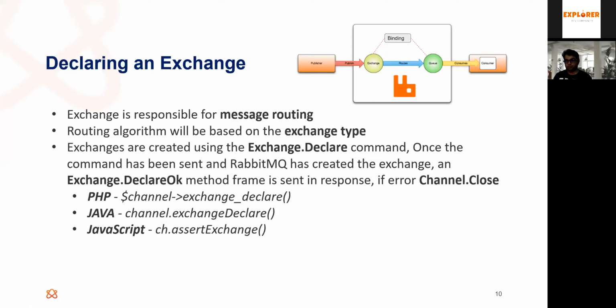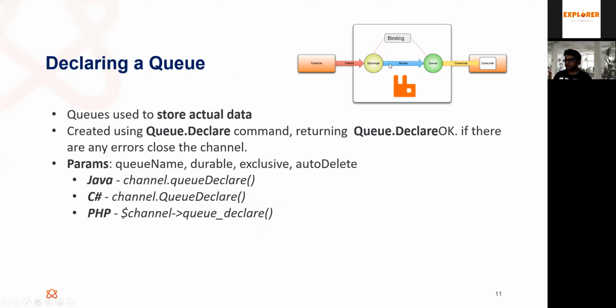That is about exchange. Then let's move on to the next one, which is the queue. Now we know what an exchange is. This is a queue. A queue is actually a data storing place, like a queue data structure. For that, we have to issue the queue.declare command, and if everything goes well, a queue will be created for us, and RabbitMQ will send us the queue.declare-ok command. These are AMQP protocol related commands.